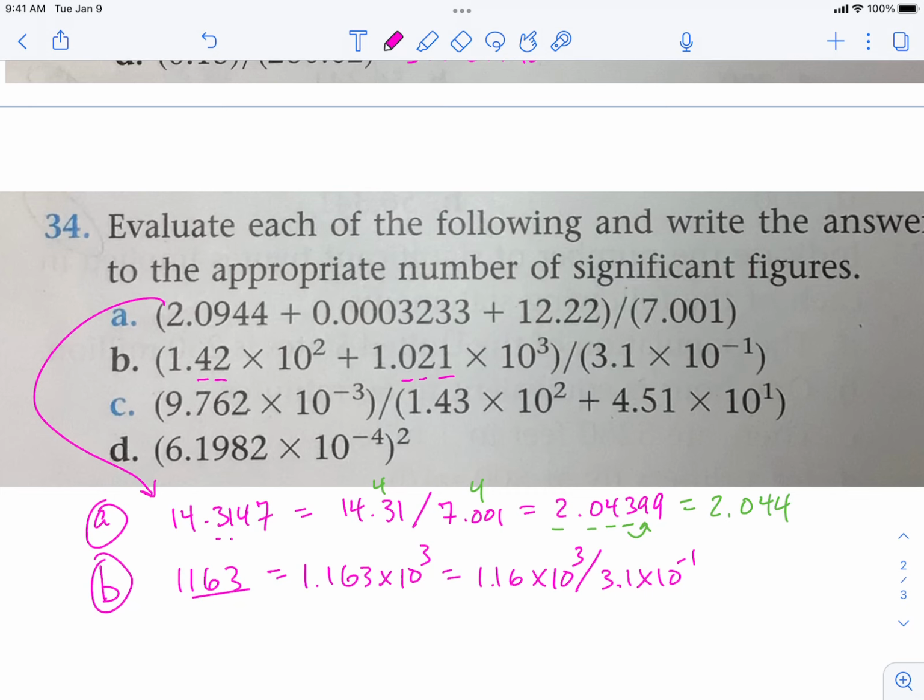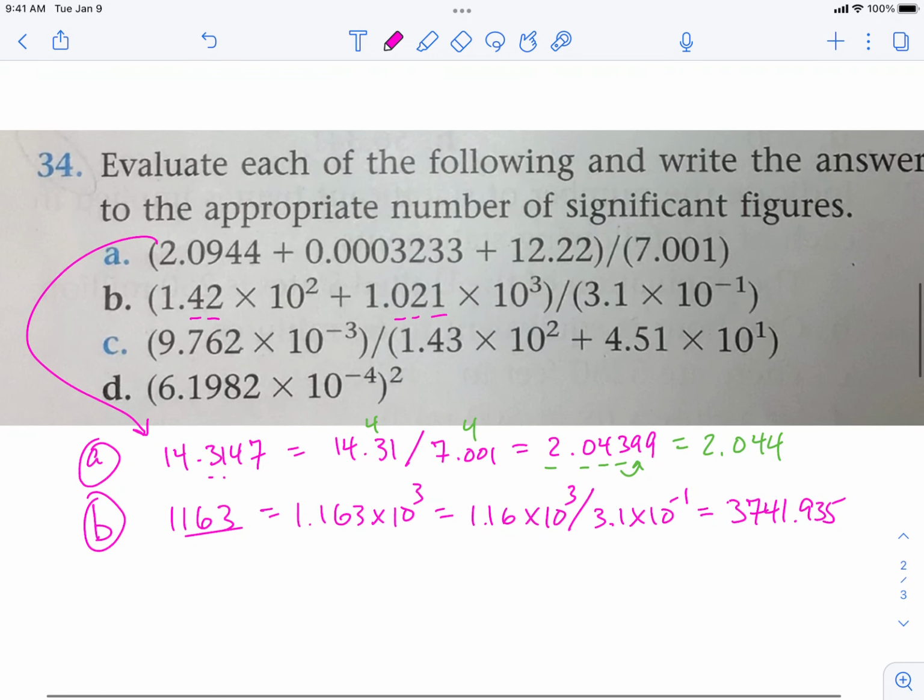We could leave this in scientific notation or not. My calculator is giving me 3741.935 and some more. Because we're dividing, we got to go by sig figs. So there's 3 here and 2 here. So for 2 sig figs, this turns into 3700 for your final answer.